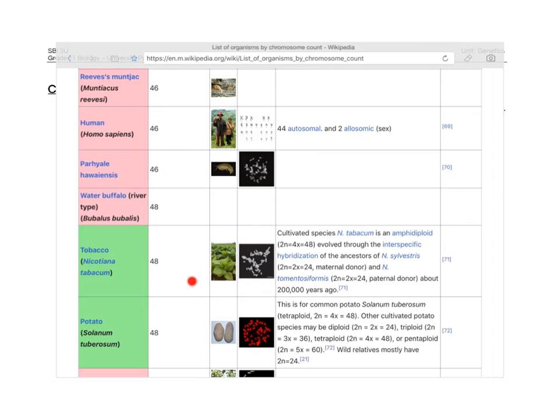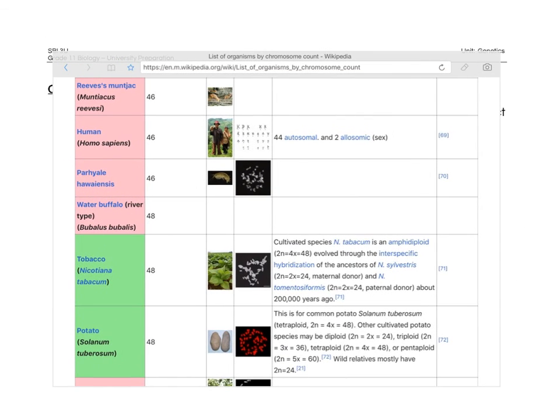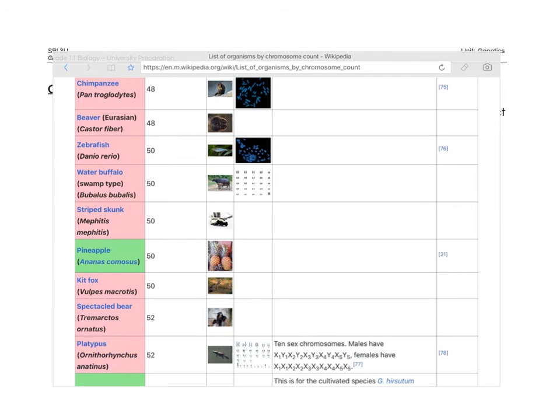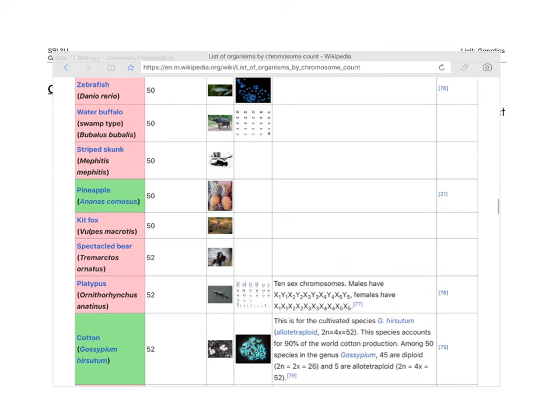And then I look down a few rows and I see that a potato has 48. Well, I like to think that humans are far more complex than potatoes, capable of free will and all, and potatoes are not. So again, that's just one easy comparison to show you that the number of chromosomes doesn't always correlate to the complexity of the organism. I'm just going to see if I can scroll through any more here. There's a pineapple with 50.